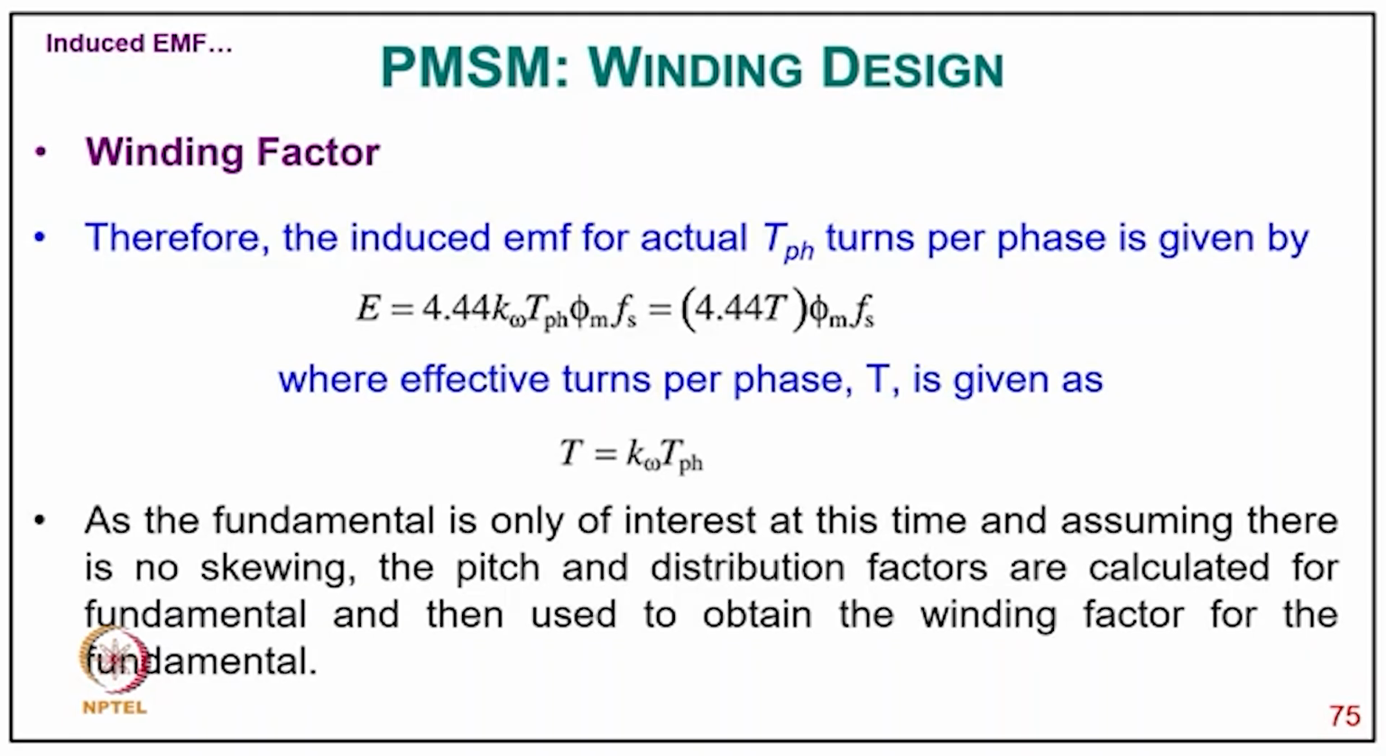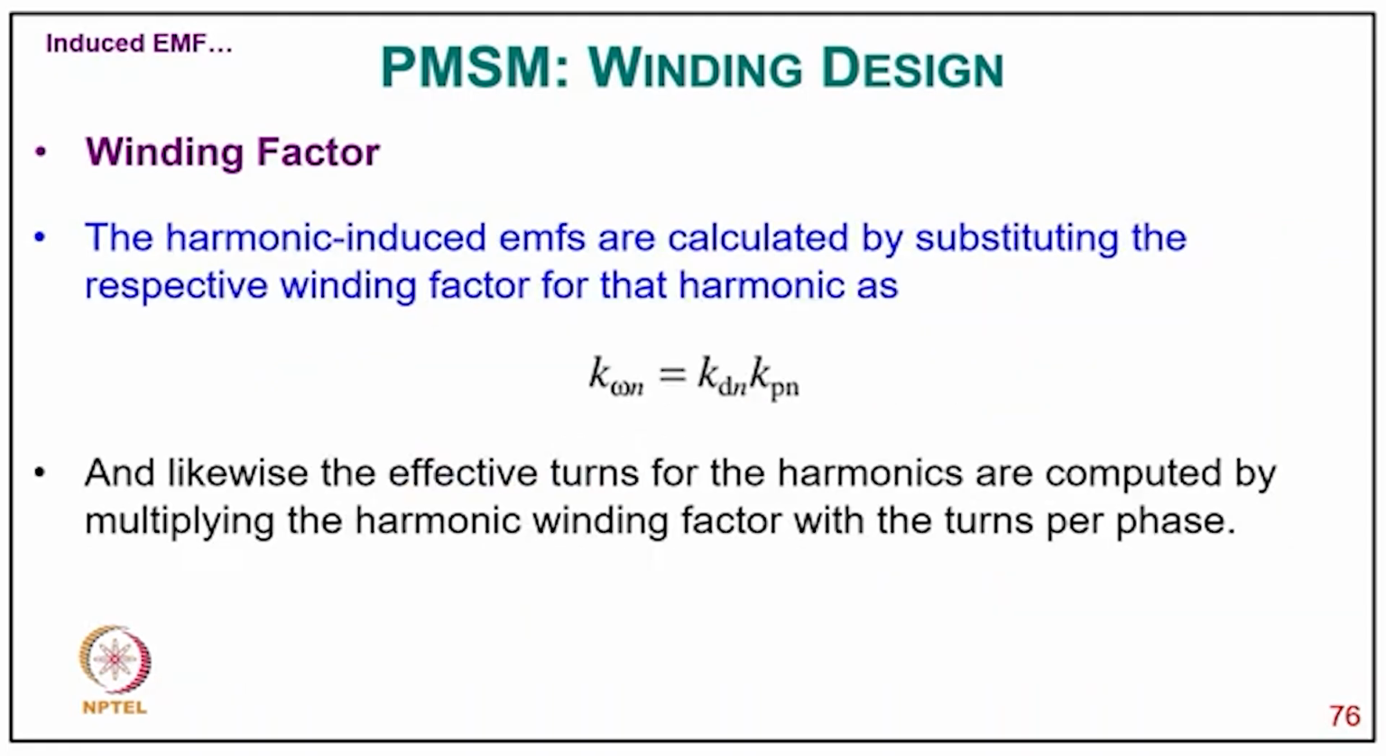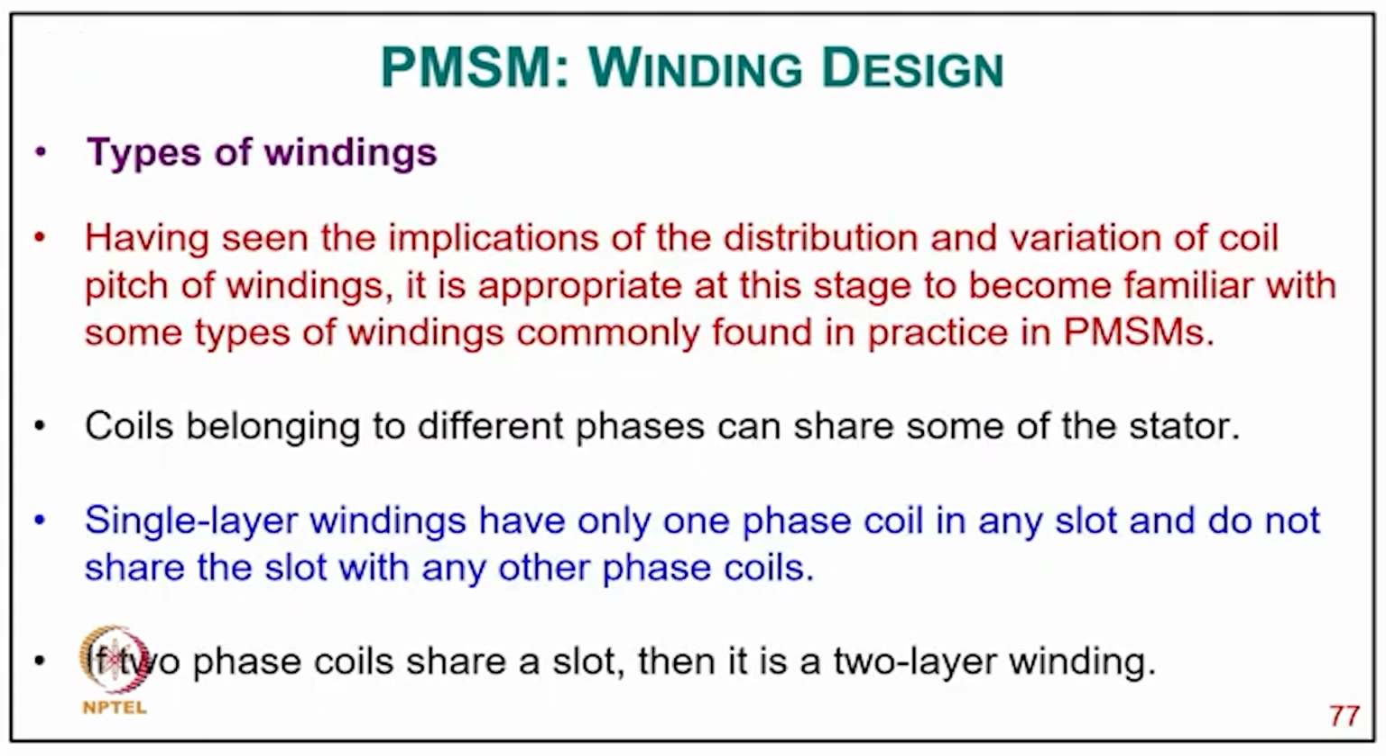Assuming that there is no skewing, the pitch and distribution factors are calculated for the fundamental and then used to obtain the winding factor for the fundamental. The harmonic induced EMFs are calculated by substituting the respective winding factors for the harmonics, k omega n equal to kdn into kbn, and likewise the effective turns for the harmonics are computed by multiplying the harmonic winding factor by the turns per phase.